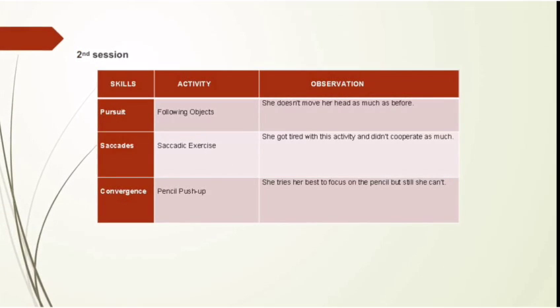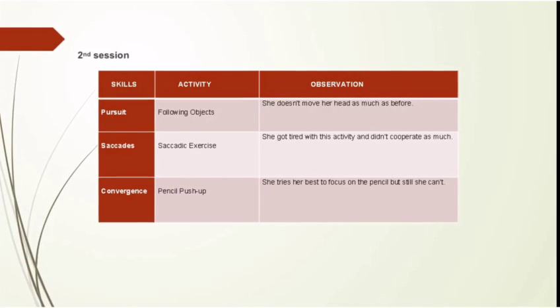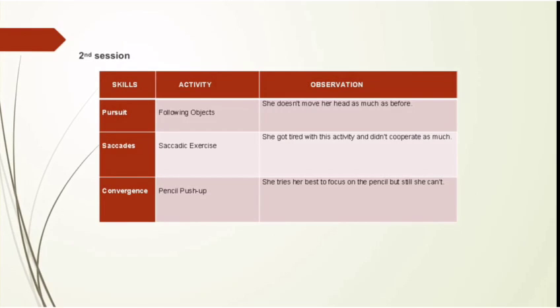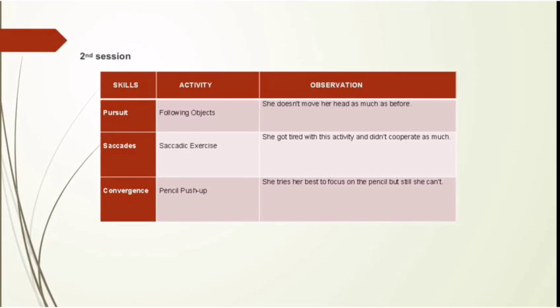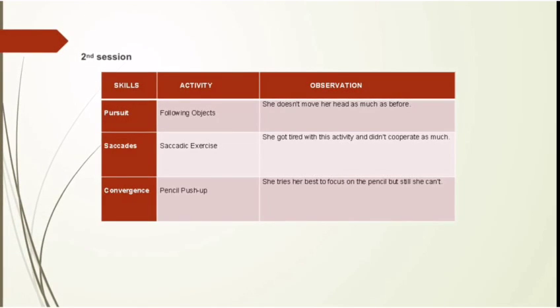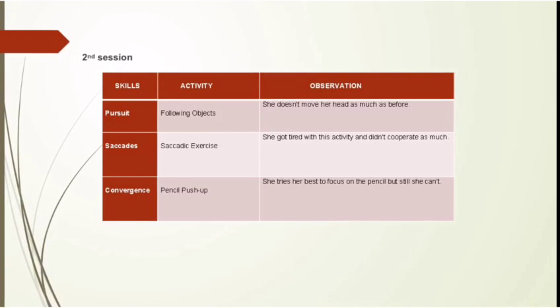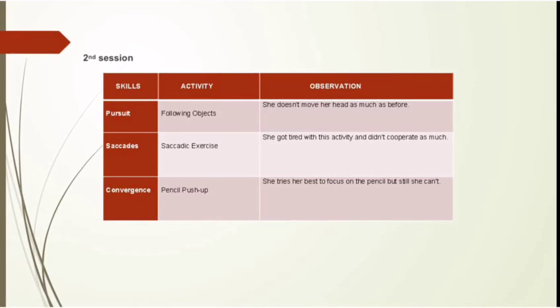Now for the second session, which has the same skills: the pursuit, saccades, and convergence. For the pursuit, she doesn't move her head as much as before in the first session. For the saccadic, she gets tired with this activity and didn't cooperate as much. And for the convergence, she tries her best to focus on that pencil, but still she can't and loses her focus.